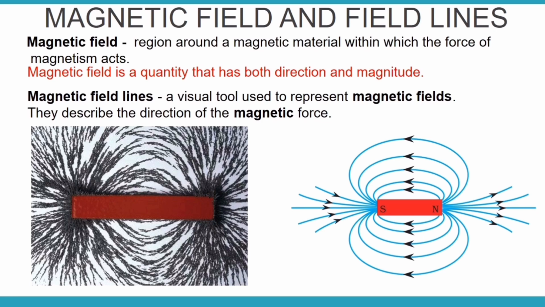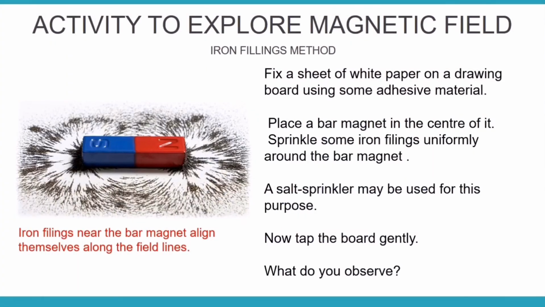Magnetic field lines are a visual tool used to represent magnetic fields. They describe the direction of magnetic force. We can also say they are imaginary lines found in the magnetic field. Okay, how to see the magnetic field or field lines in real life?